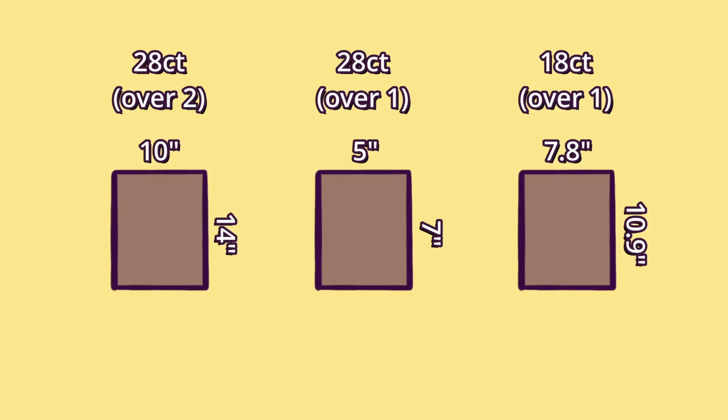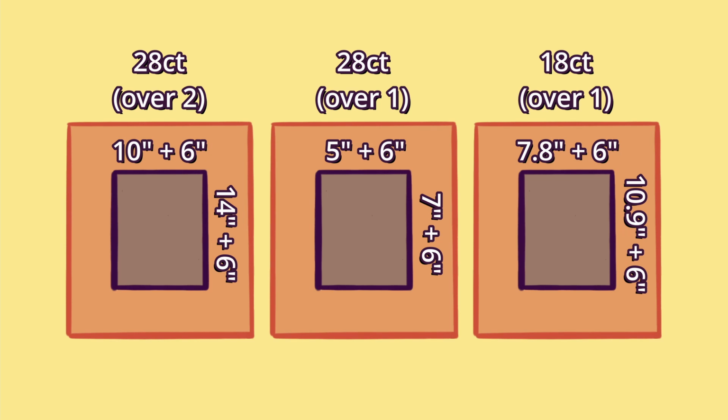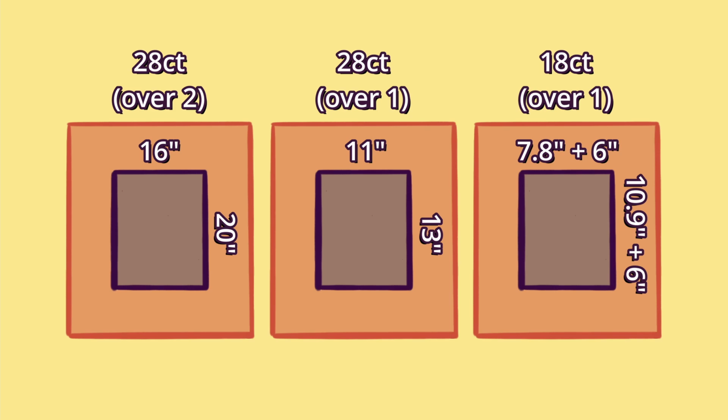Looking back at our examples then, you'll want to add 6 inches total to both the width and height of your stitching. So on 28 count fabric, stitching over 2, you would need a piece of fabric at least 16 inches wide by 20 inches tall. Stitching over 1 on that same fabric, you'd need a piece 11 by 13 inches. And for the 18 count Aida, you would need at least 13.8 by 16.9, which we can just round up to a much tidier 14 inches by 17.